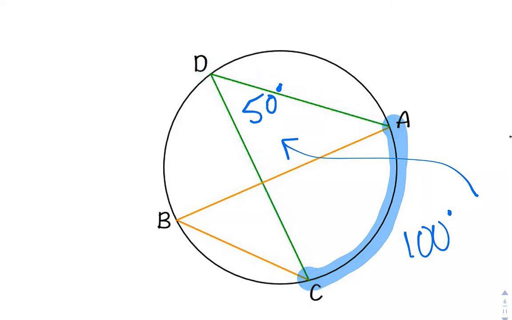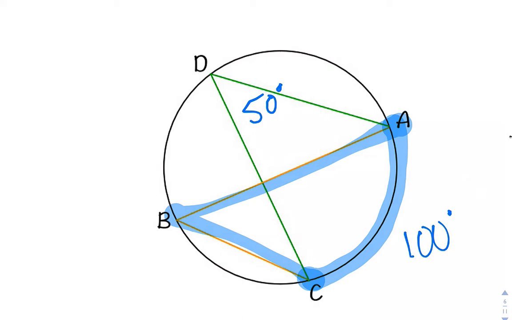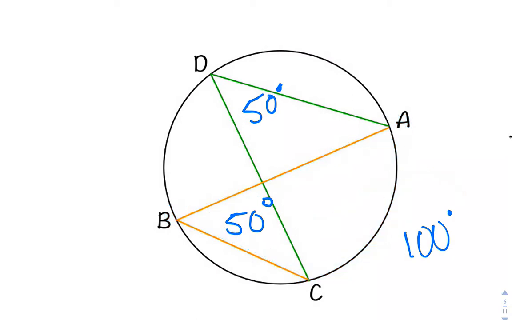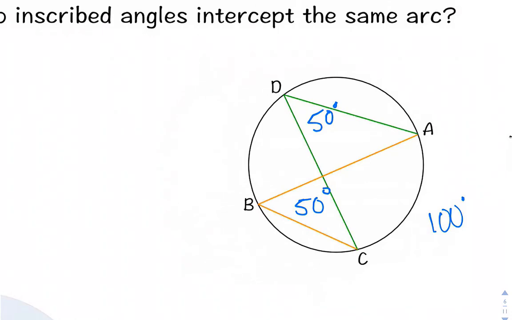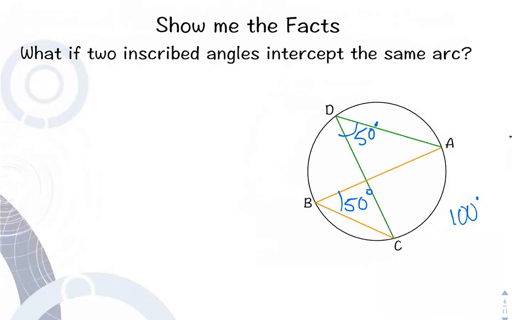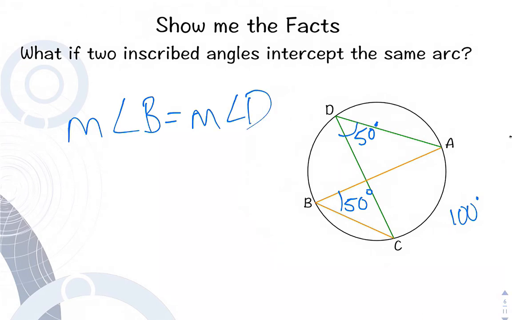Well, if I do the same thing for angle B, notice it's the same intercepted arc, so then I know it's the same relationship. Okay, I take this number, I cut it in half, so this would also be 50 degrees. Well, what do you notice between the two? Hopefully you see, hey, they're equal, they're congruent to each other. Okay, so what we can say is the measure of angle B is equal to the measure of angle D. And that will always be the case.